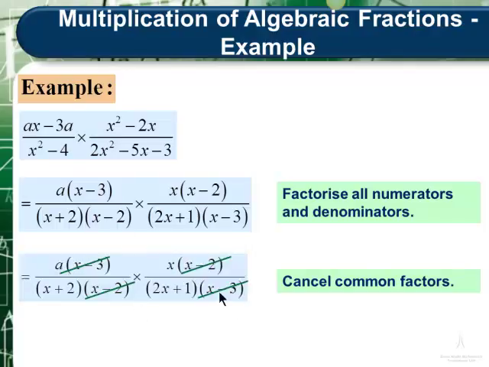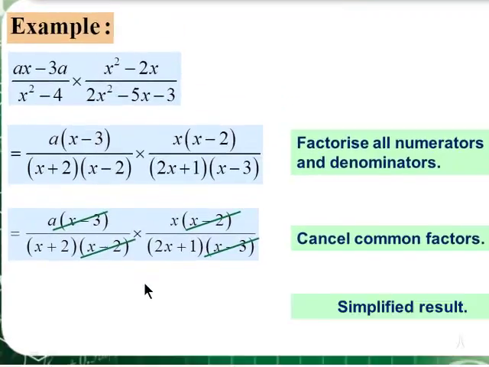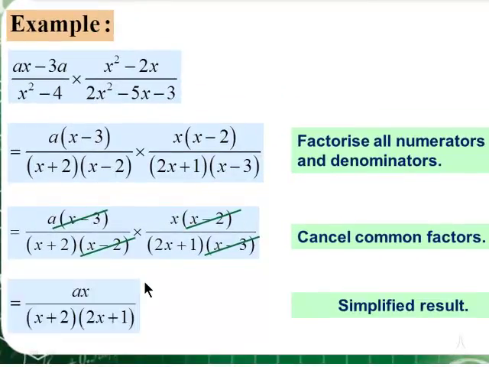The x minus 3 with the x minus 3 below the line, x minus 2 in the numerator on the right with the x minus 2 factor in the denominator on the left. And this then will finalize and simplify the result. Finally, we can write this as can be seen on the screen, namely ax above the line, that is the product of the numerators which remain, divided by the product of the denominators which remain after the cancellation in such a case.